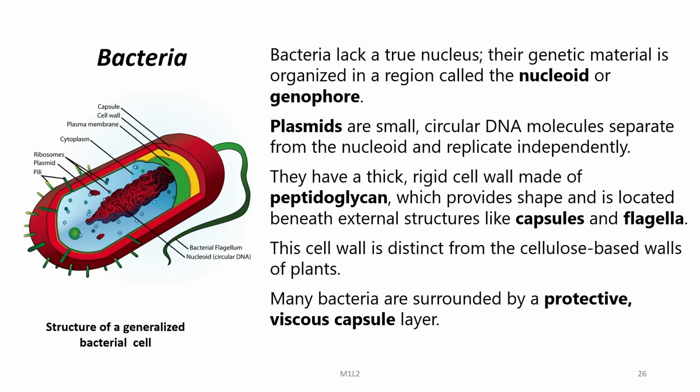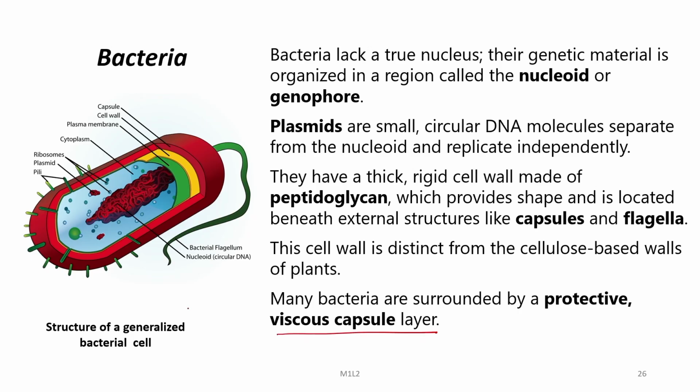Bacteria have a thick rigid cell wall made of peptidoglycan, which provides shape and is located beneath external structures like capsules and flagella. This cell wall is distinct from the cellulose-based walls of plants. Many bacteria are surrounded by a protective viscous capsule layer.